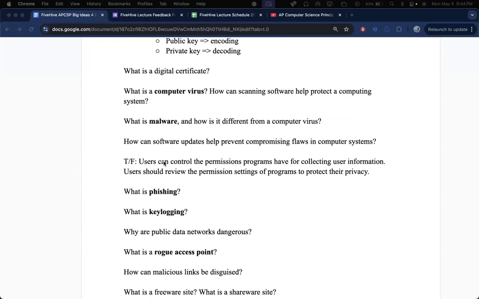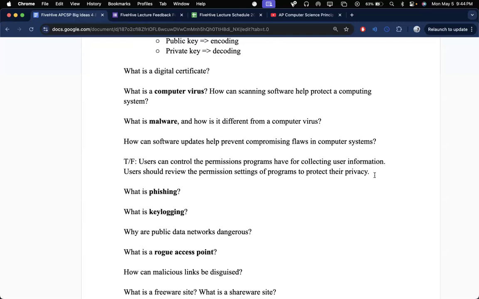All right, so true or false? Users can control the permissions programs have for collecting user information, and users should review the permission settings of a program to protect their privacy. This is pretty straightforward, right? Oh, you think it's a tricky one?